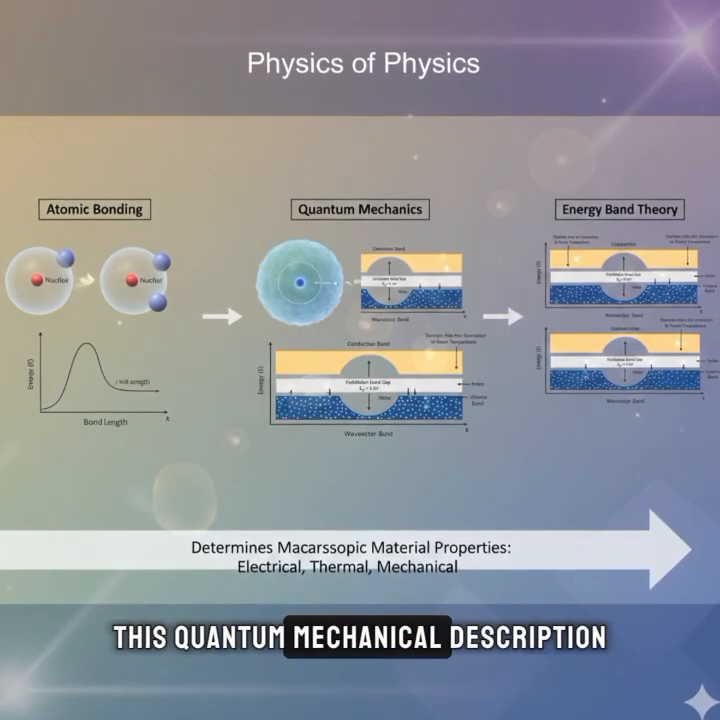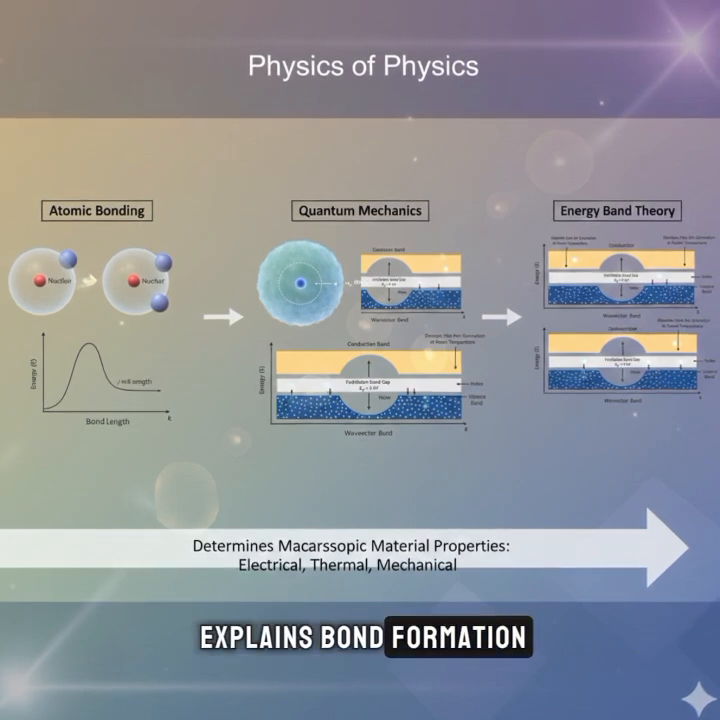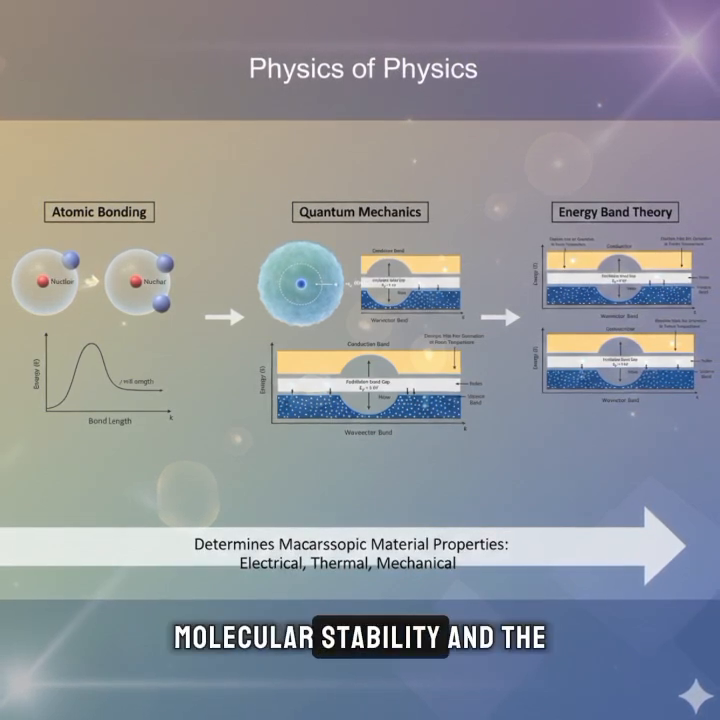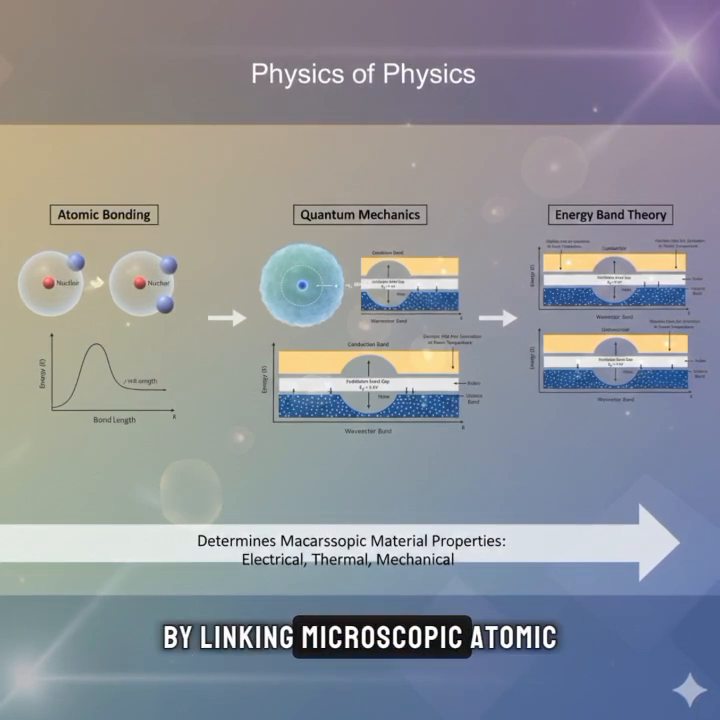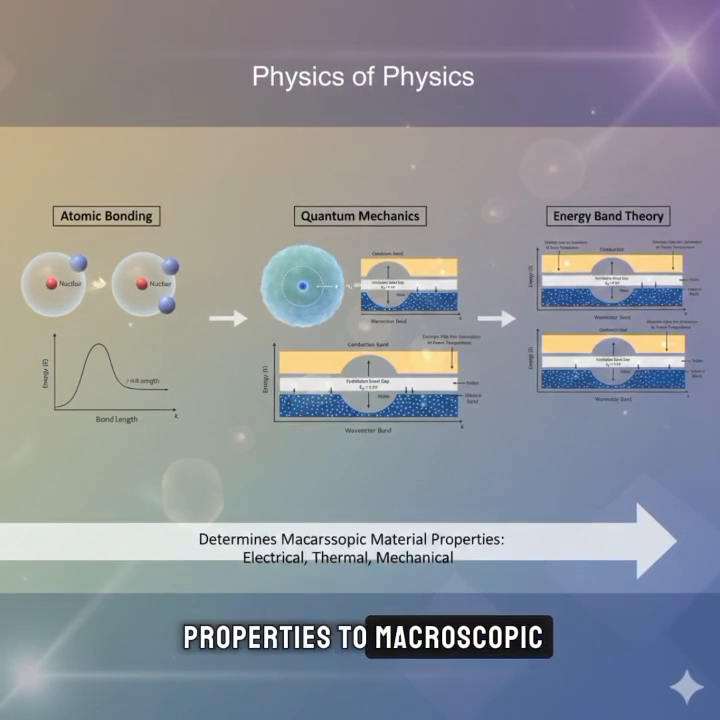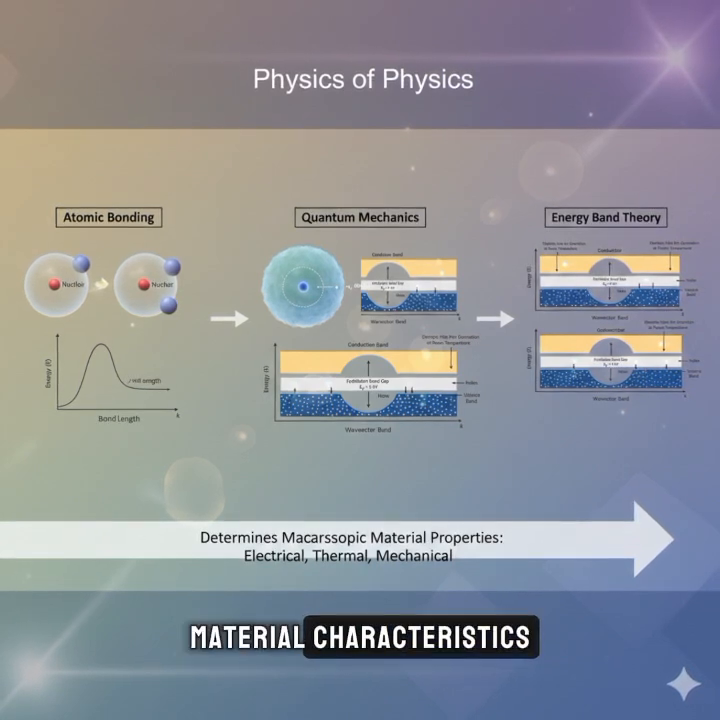This quantum mechanical description explains bond formation, molecular stability, and the electrical behavior of solids by linking microscopic atomic properties to macroscopic material characteristics.